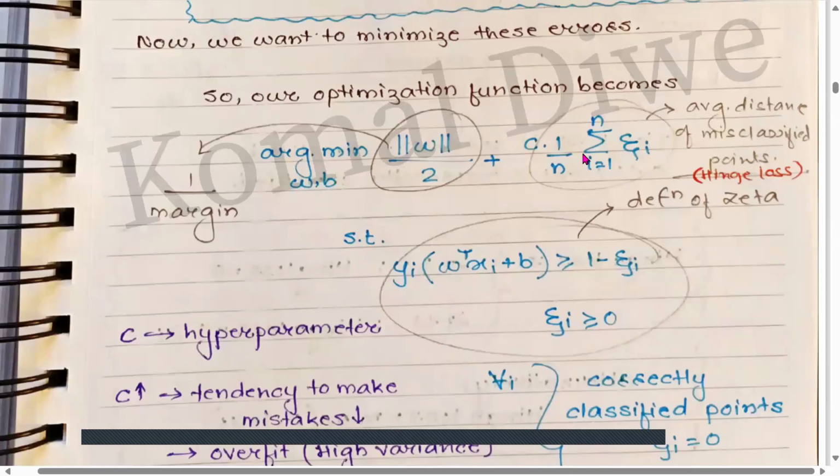This is also called hinge loss. If you say in an interview that this is the hinge loss, they will ask you what it means. So you have to tell them this is the average distance of misclassified points. Hinge loss means average distance of misclassified points.